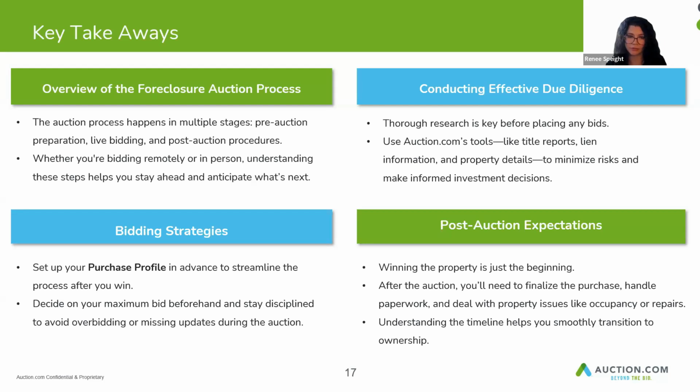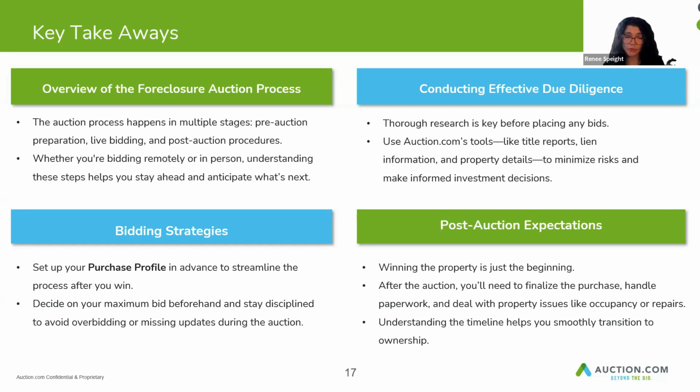Now, it's crucial to thoroughly research properties before placing any bids. So conducting effective due diligence is key. Auction.com provides various tools to help you make informed decisions. We've got those title reports if applicable, lien information if applicable, property detail page, but doing your research up front is key to minimizing risks and increasing your chances of a successful investment. So remember, due diligence is very important, and it is up to you to get that title report.